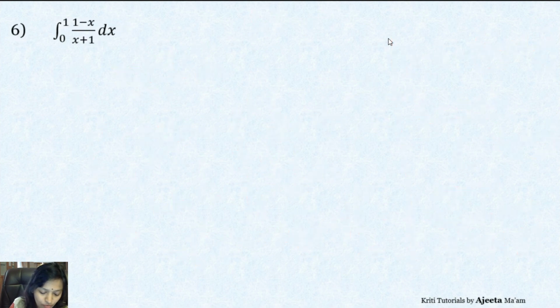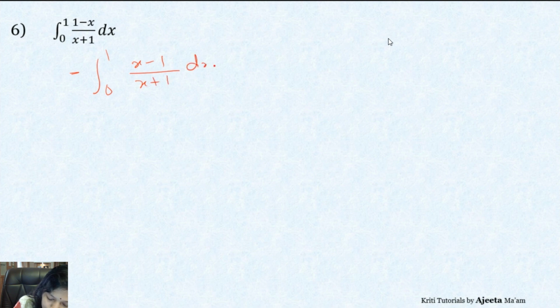Right? Now, here we have the integral from 0 to 1 of (1 minus x) upon (x plus 1). Now, how to do it? It is similar to the fifth one only, students, right? So if I simply separate it out, then plus 1 minus 1 again we will have to do. If I take minus common, what will I get? Minus (x minus 1) upon (x plus 1) dx. Now if I add plus 1 and minus 1, it will be easier for you to make the corrections.